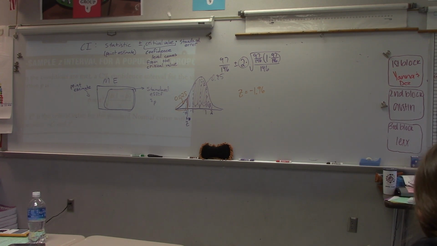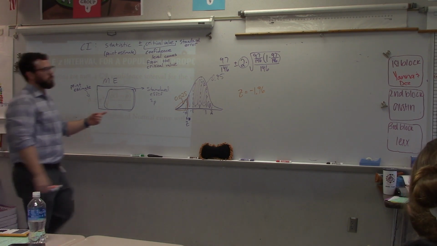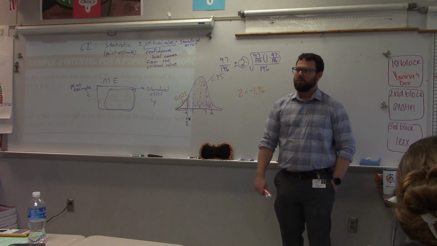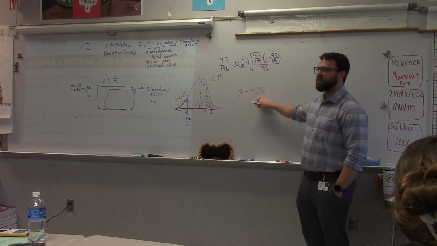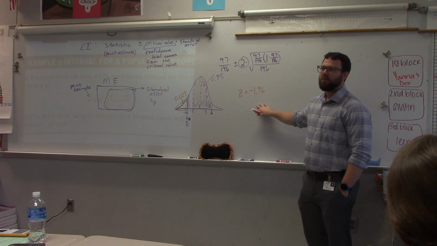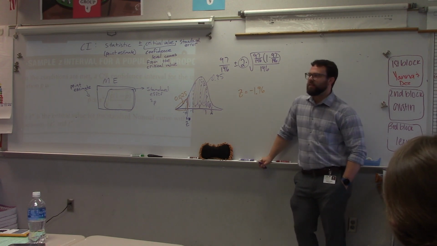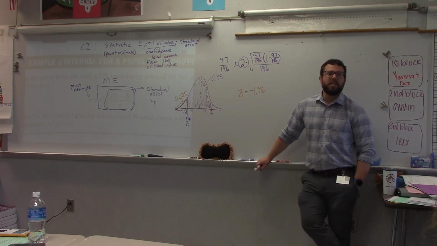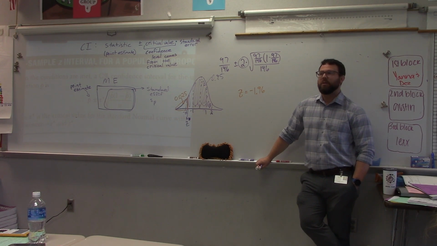Alright, so what do we get for Z? Negative 1.9599. And when we do a Z, we usually stop at 2 decimals. Does anyone recognize that number? It's almost negative 2, but I think I said this number earlier. I said it was going to be 1.96. 95% confidence level is the most common confidence level that we use. You need to know that 1.96.